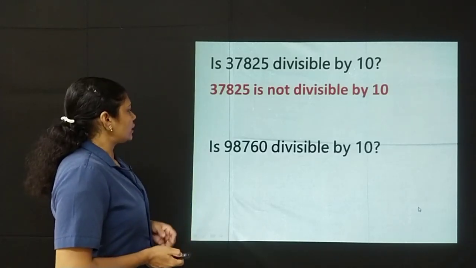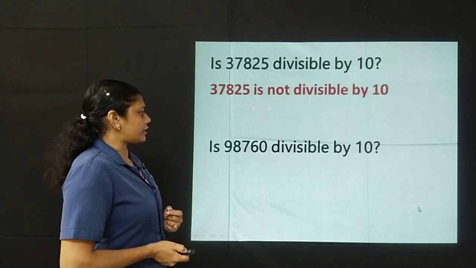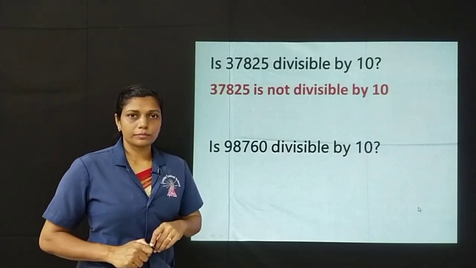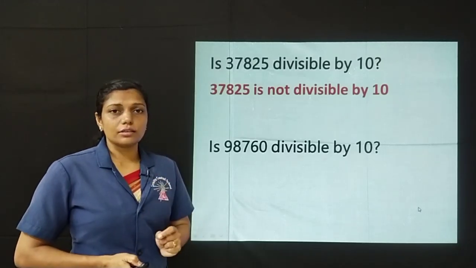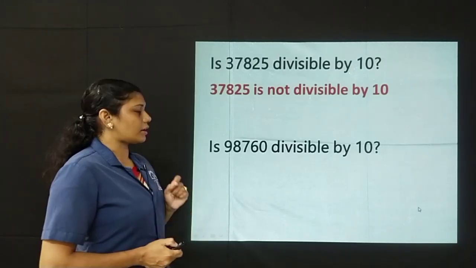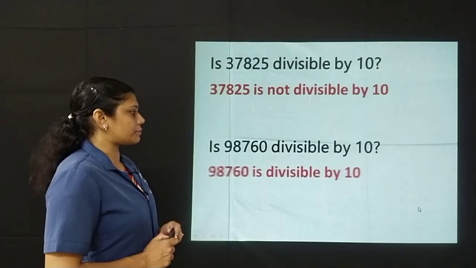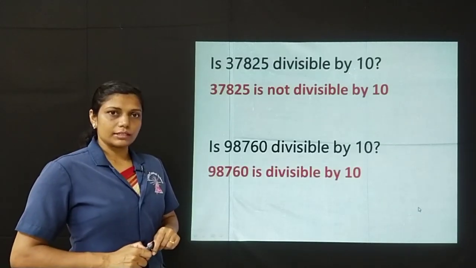Next one. Is 98,760 divisible by 10? Yes, because the last digit is a 0. That is the reason 98,760 is divisible by 10. Let us continue.